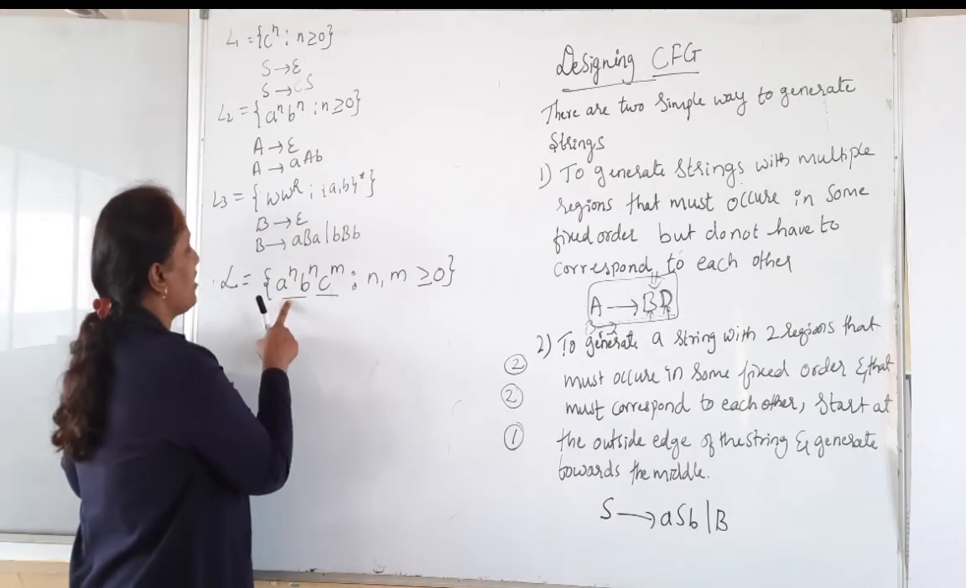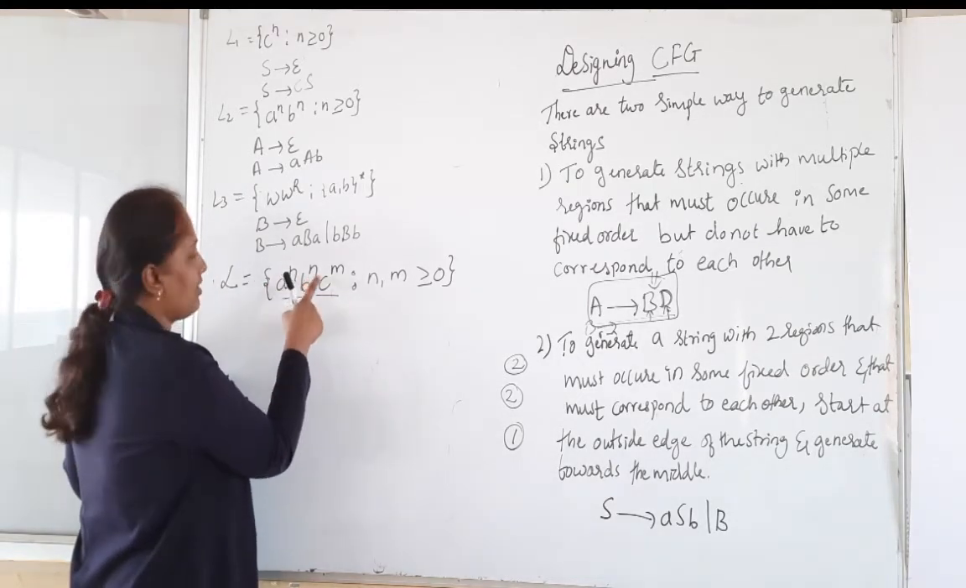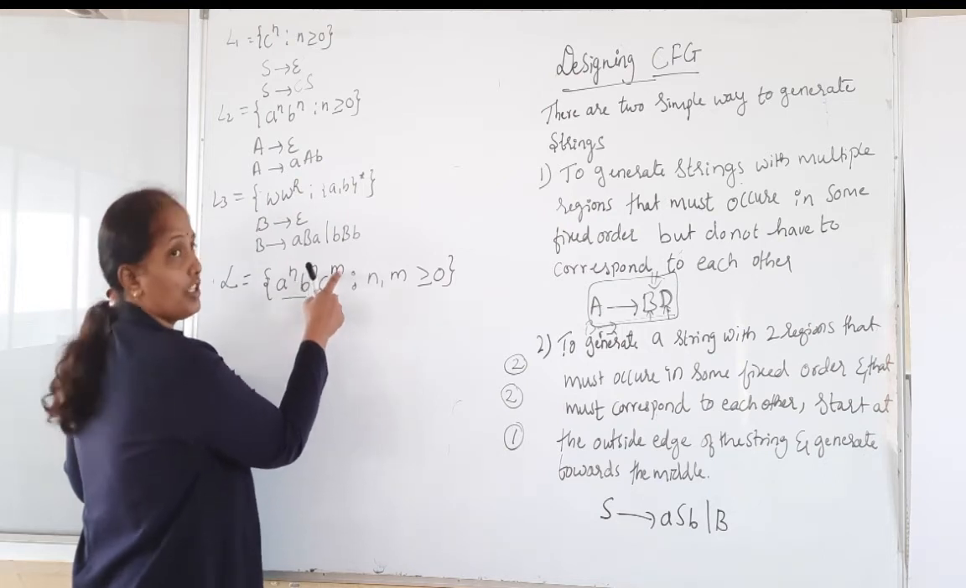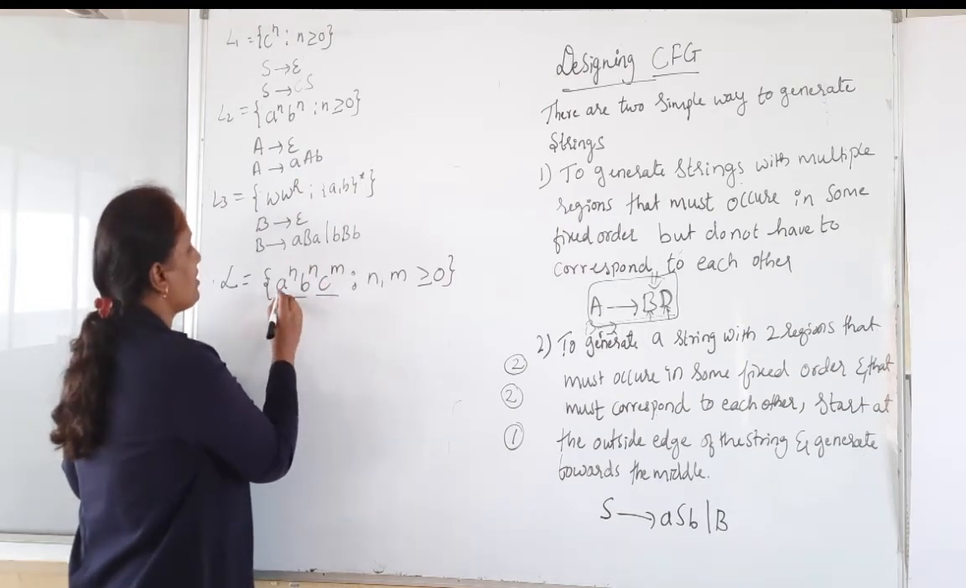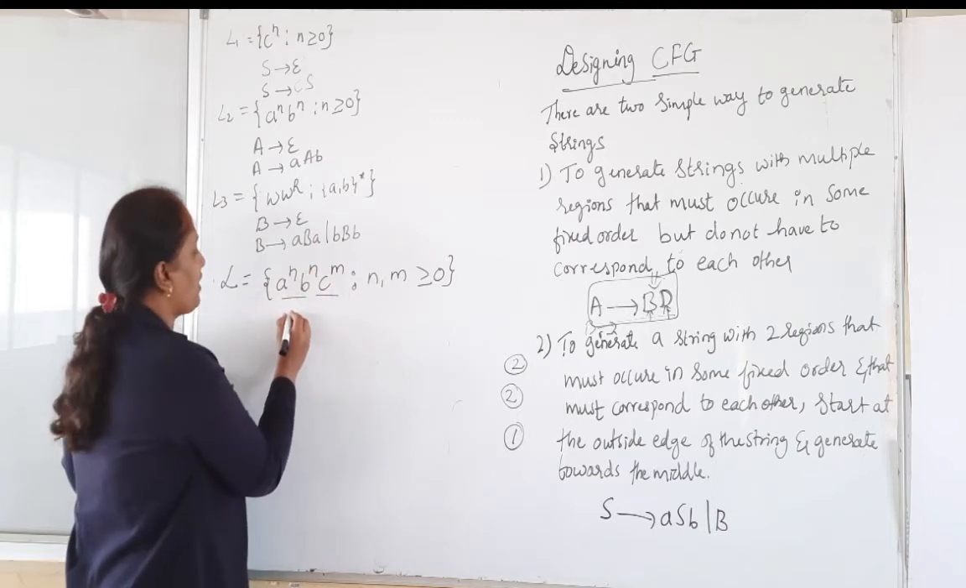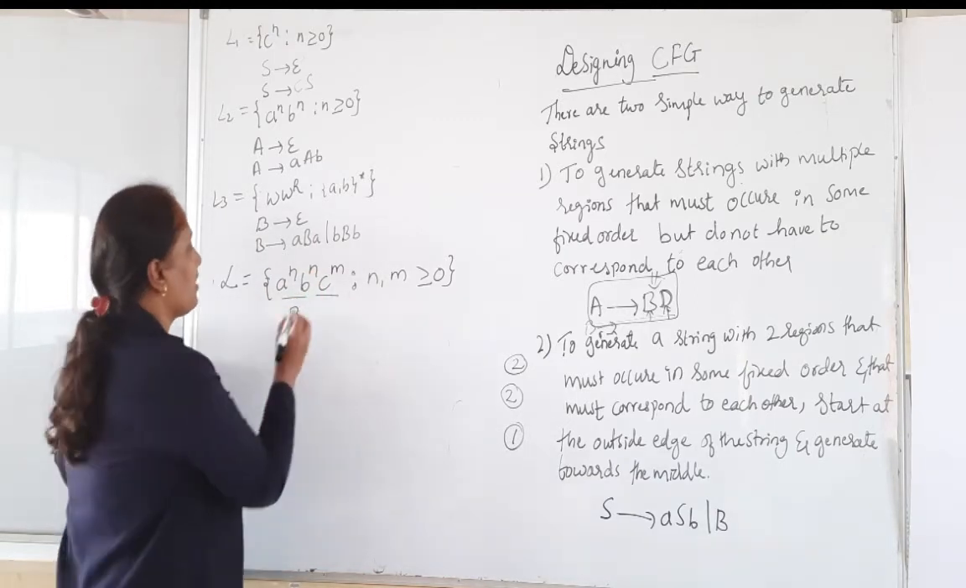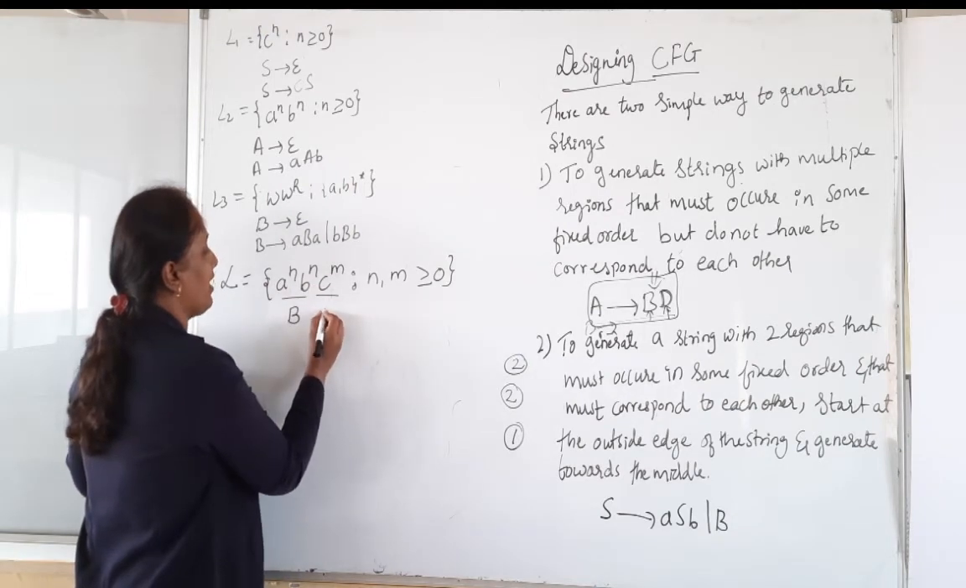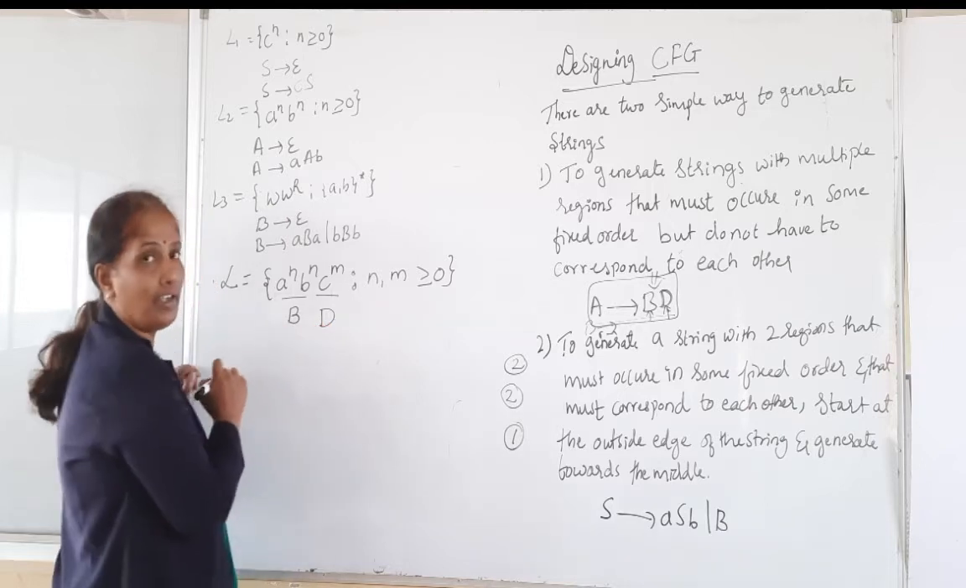The first region contains A raised to N, B raised to N, and the second region contains C raised to M. So to define the strings of A raised to N, B raised to N, I will take one non-terminal. I can say it as B. Next, to define the strings of the second region, I will declare the non-terminal, that is D.